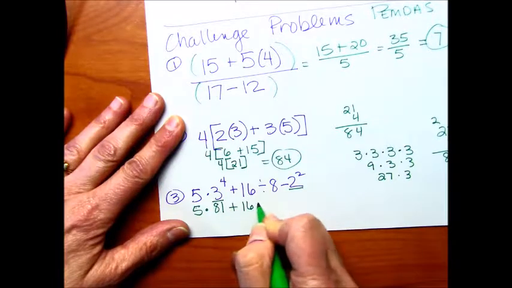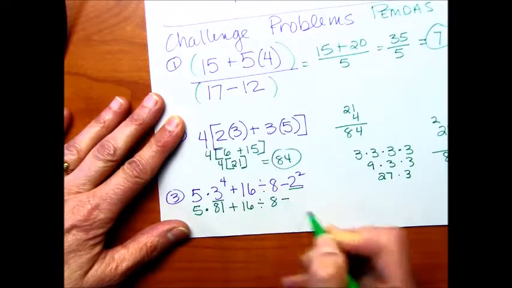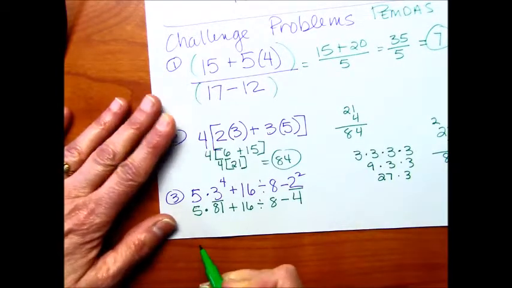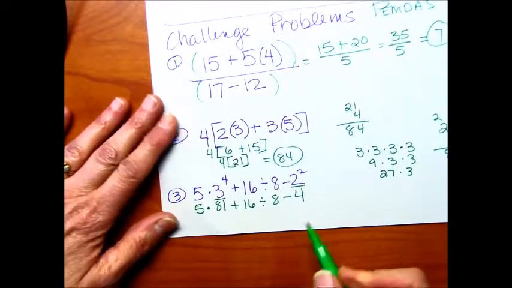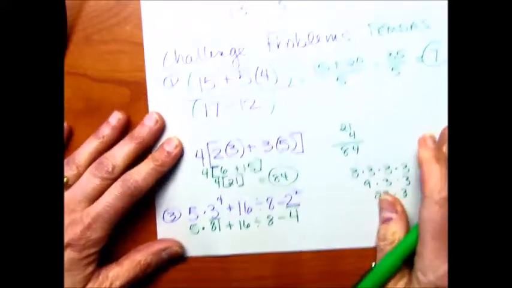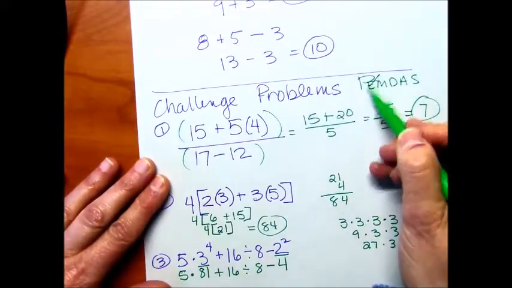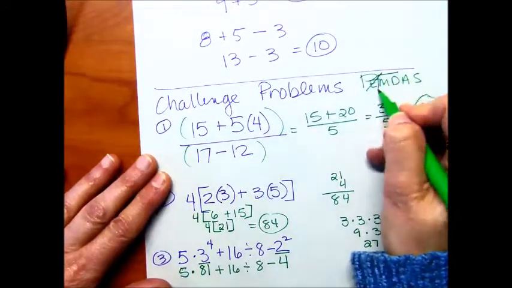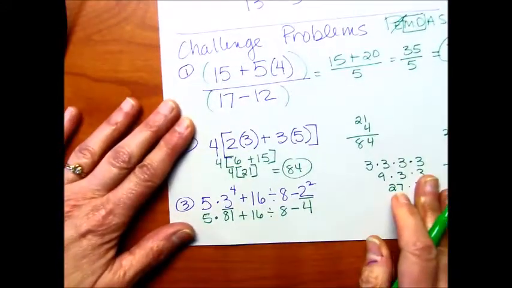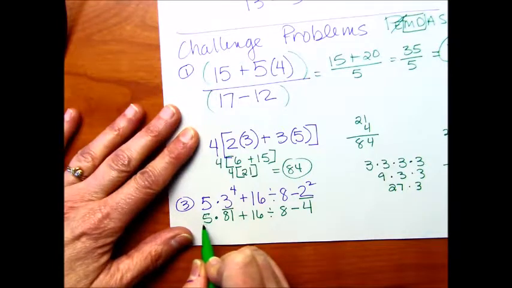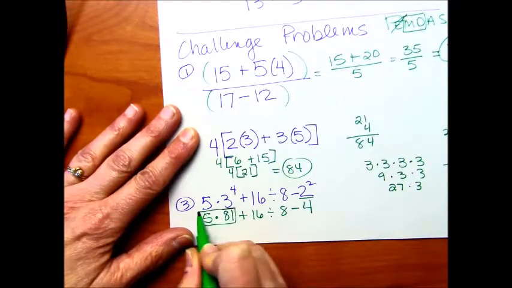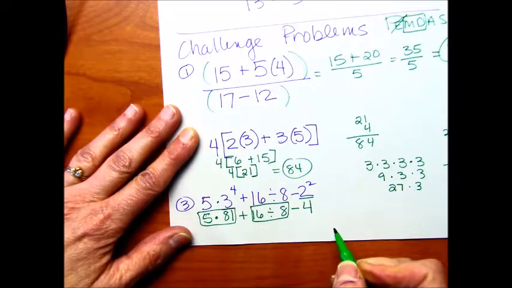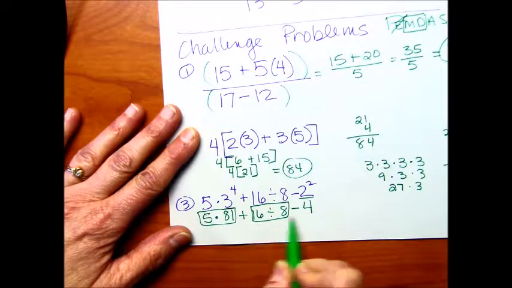Plus 16 divided by 8 minus 2 squared is going to be 4. I already have that memorized. Okay, we've gotten rid of our exponents. Now we've got multiplication and division. Okay, so this is multiplication and this is division. Alright, so we're going to ignore the add and the subtract.